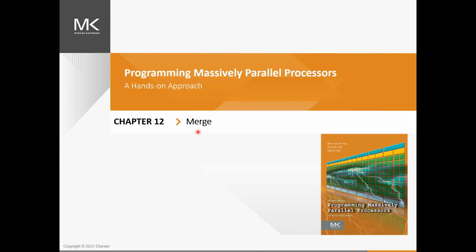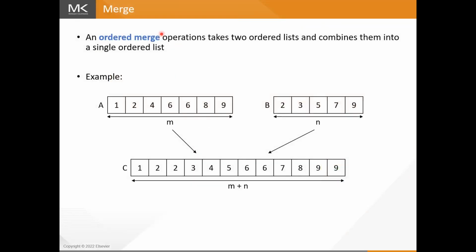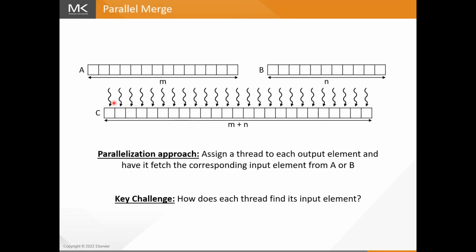So the last lecture was about merge, and we said that an ordered merge operation takes two ordered lists and merges them into a combined ordered list. One way to parallelize merge is to simply assign a thread to each one of the locations in the output array. And that thread is responsible for finding which input element is supposed to be placed in that output array. So here the key challenge is how can a thread, given an output index, find the corresponding input indices? And we refer to this as the co-rank.